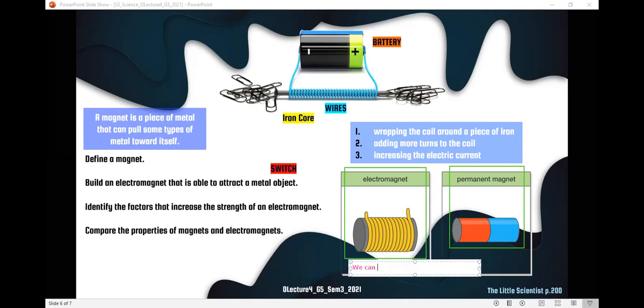We can control it and turn it on or off. But the second one, the normal magnets, you cannot turn them on or off. Let's take this electromagnet, for example. Give me examples of ways to turn this electromagnet off.